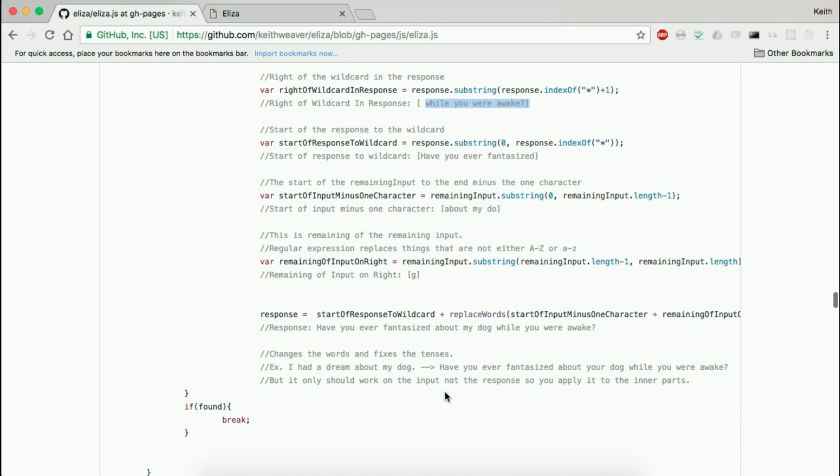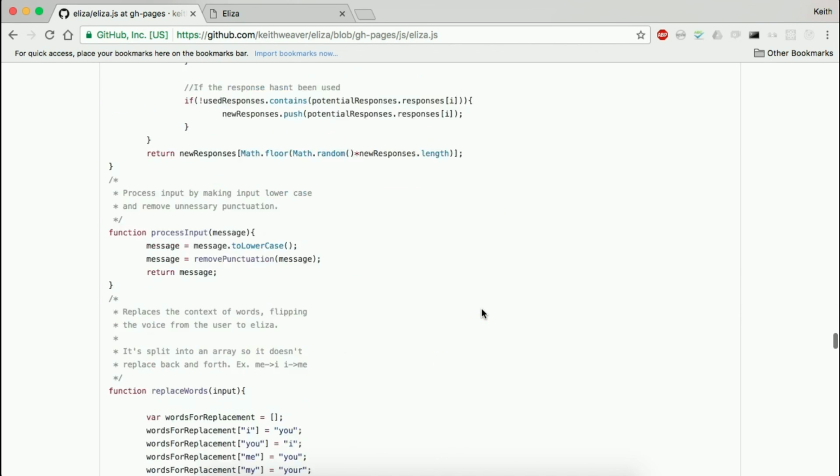Essentially, the comments pretty much say it, but we decompile both the input and the response, and we input the wildcard, or the subject piece, from the input into the response, which creates this. And then this replace words function here is where it switches, like "I had a dream about my dog" becomes "your dog," because "mine" and "yours" swap out, and those happen down here.